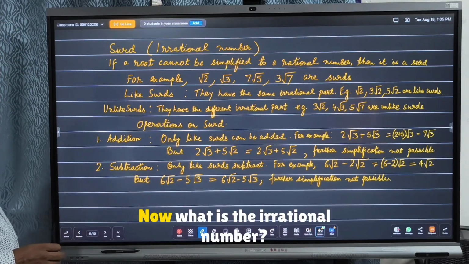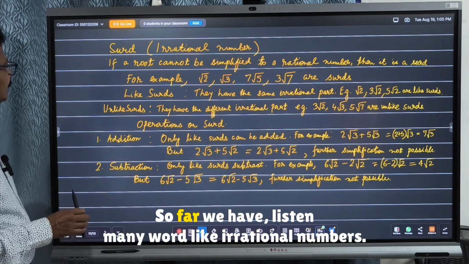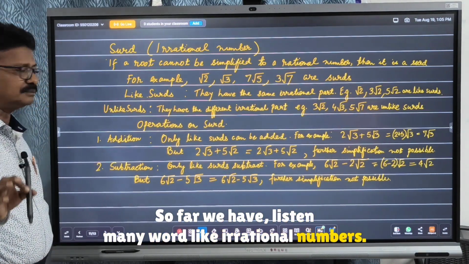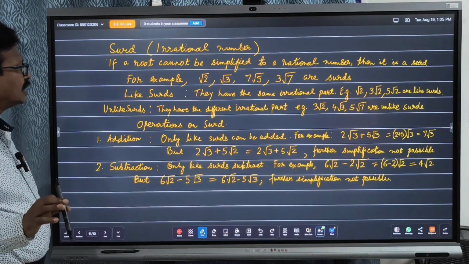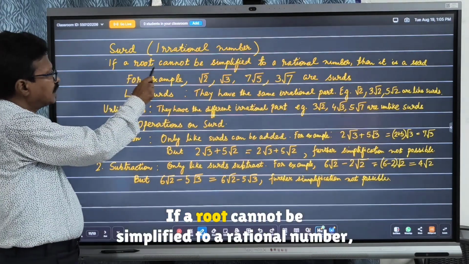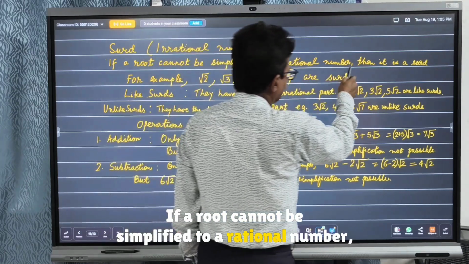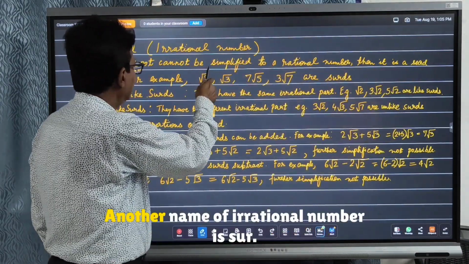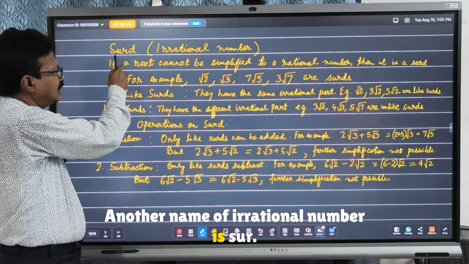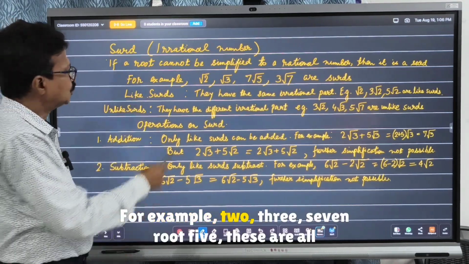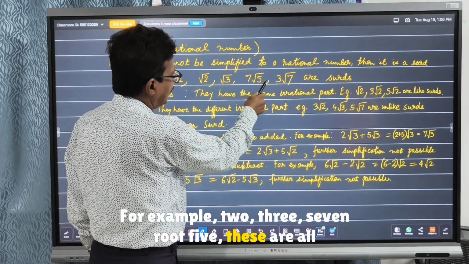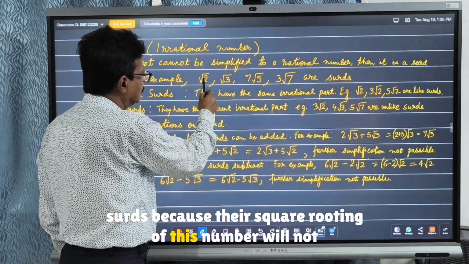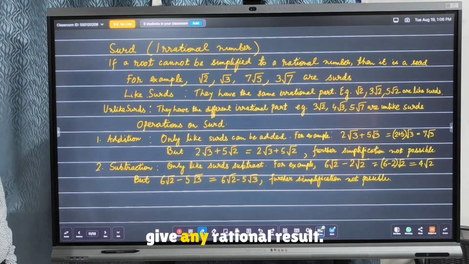Now, what is an irrational number? So far we have heard many words like irrational numbers. Now, what is an irrational number? If a root cannot be simplified to a rational number, then it is called a surd or irrational number. Another name of irrational number is surd. For example, root 2, root 3, root 7, root 5. These are all surds because the square rooting of these numbers will not give any rational result.